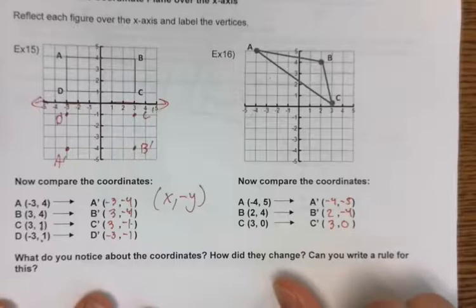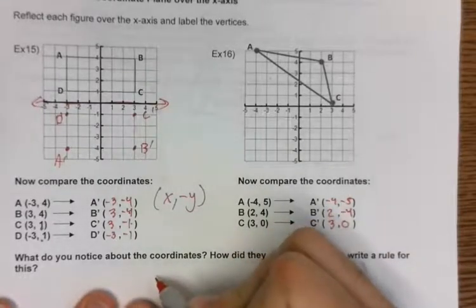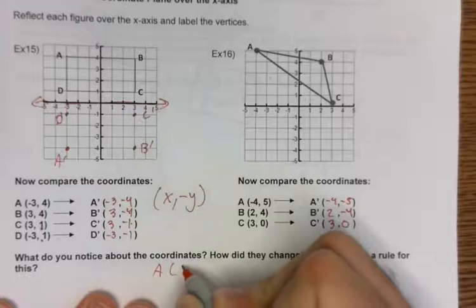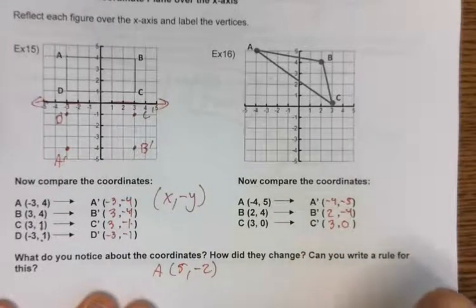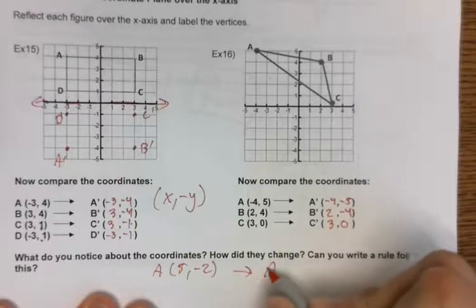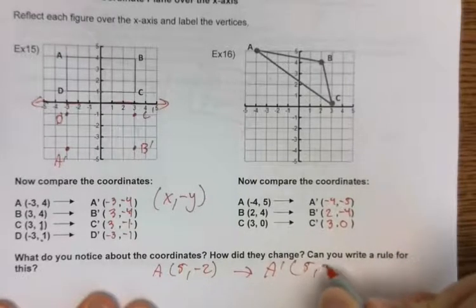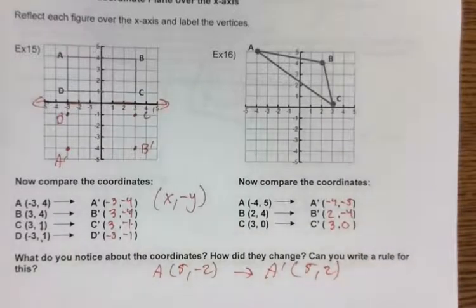Now, just so you understand, let's imagine I had A as (5, -2) and I wanted to reflect it over the x-axis. Well, A prime would be (5, positive 2). So if the value of y is negative, it becomes positive when you reflect it over the x-axis, and if it's positive, it becomes negative. So the only thing that happens when you reflect something over the x-axis is the y value changes its sign. The x value does not change.